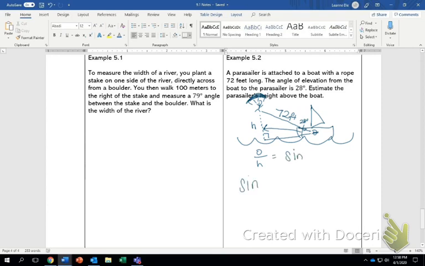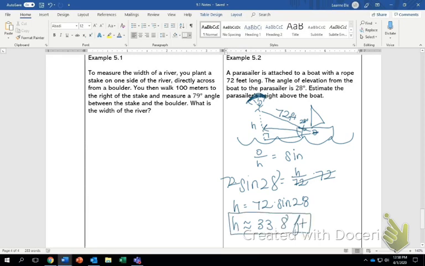So this will be sine of 28 equals, I don't know what my opposite is, so I'll just put h, or you can put x, it doesn't matter, over my hypotenuse, which is 72. Solve for h, so multiply each side by 72. So h equals 72 times sine of 28, which is approximately 33.8 feet. So how far are we above this boat? We are approximately 33.8 feet above the boat.